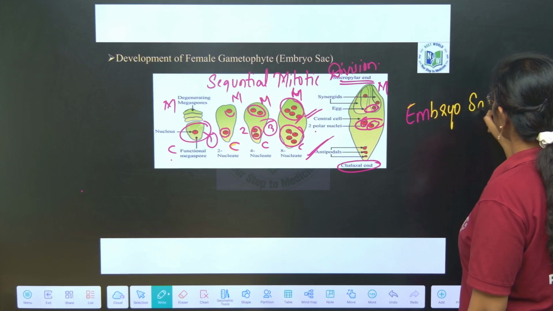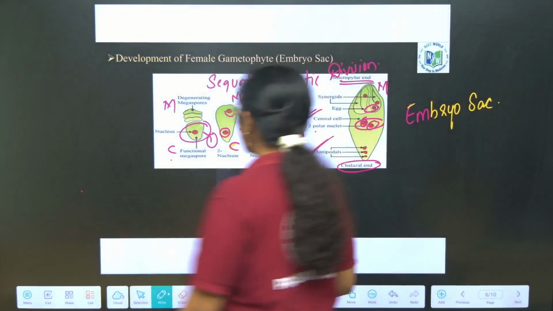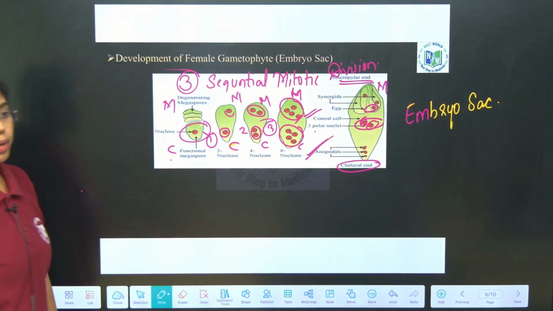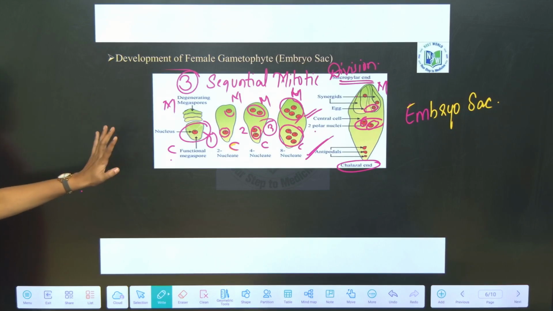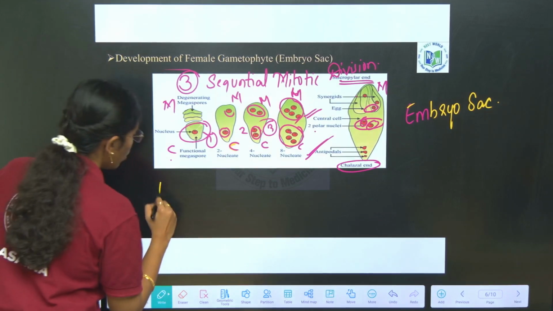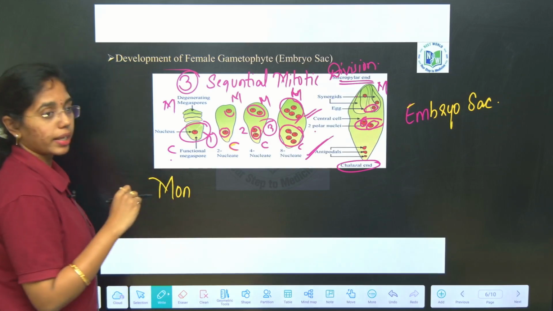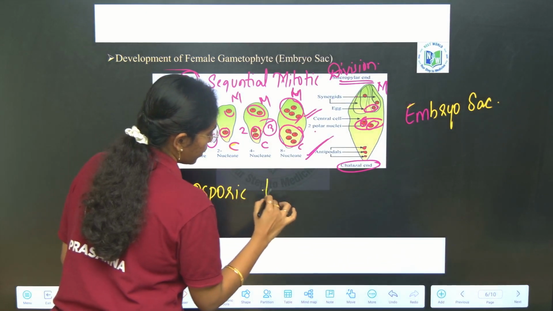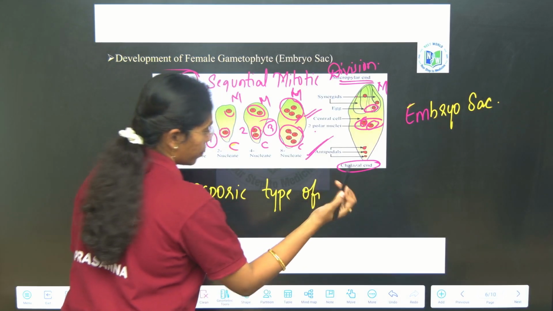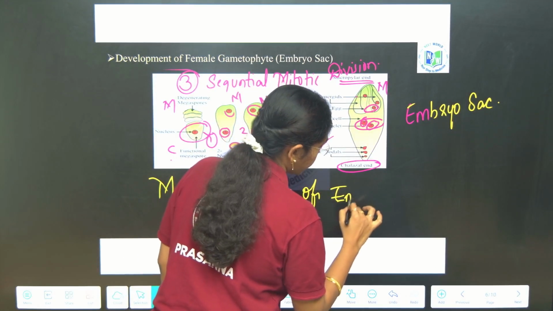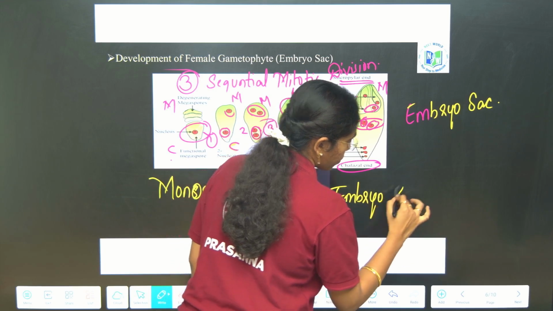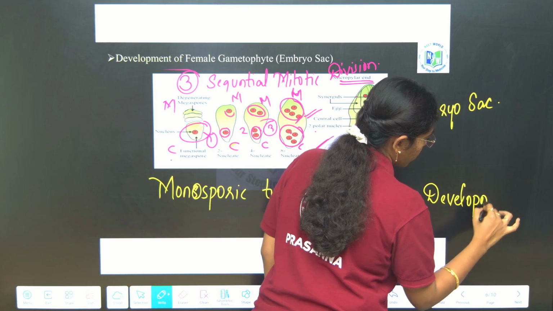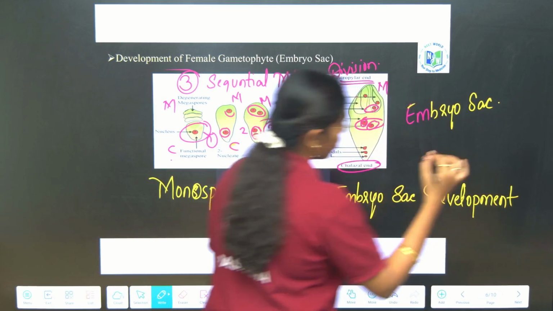This embryo sac is formed from 3 sequential mitotic divisions of a single megaspore. What type of development is this, beta? Monosporic type of embryo sac development. Fine, right?